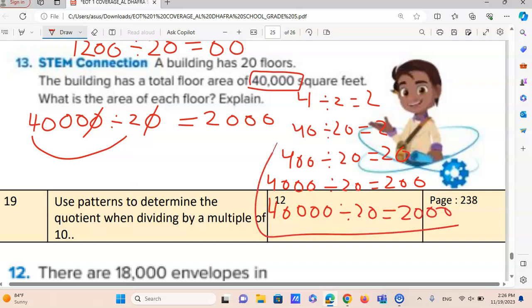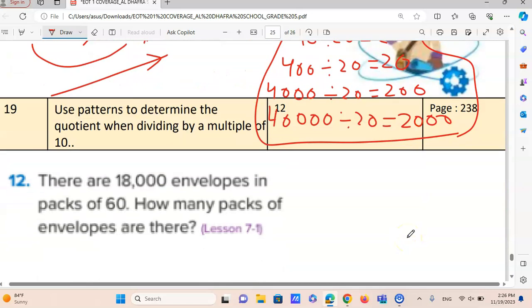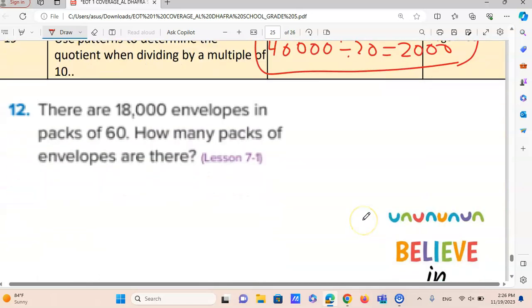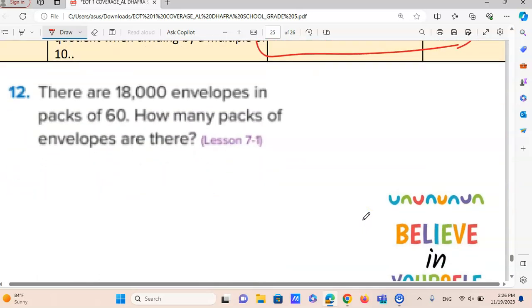This is the best way in the exam to get full mark. But if you did it this way, we can help you inshallah. But you have to show me crossing out zeros and how you got the answer. Here is the same. 18,000 divided by 60. You can use buttons.